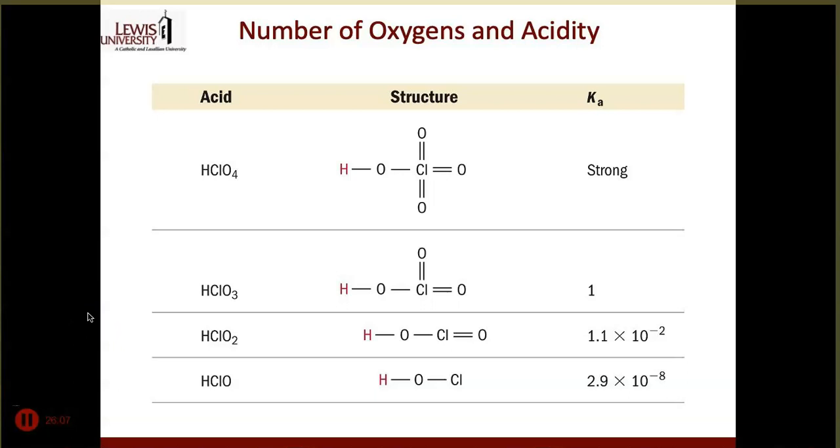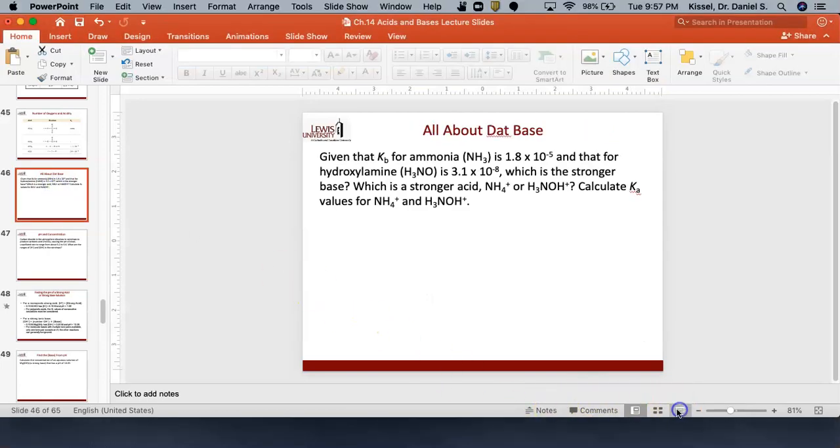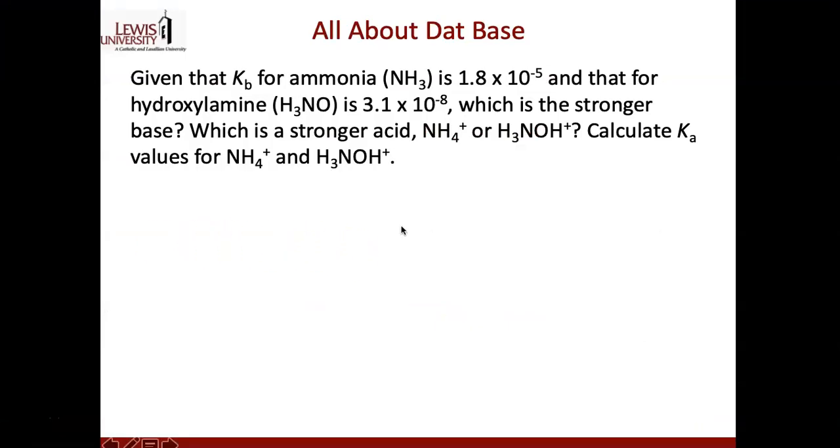You take one oxygen atom away to get to chloric acid, HClO3, and all of a sudden you lose that ability to ionize so readily, and you're not a strong acid anymore. Okay, so there we go.